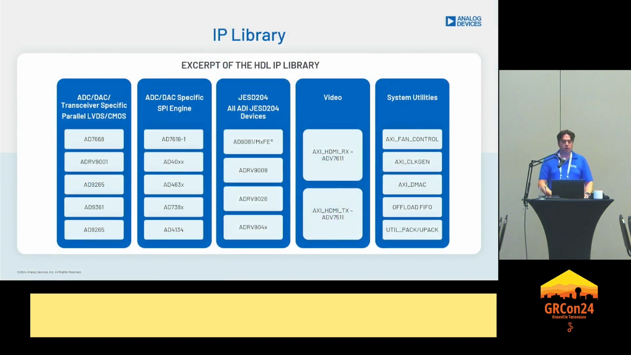This is a small excerpt of our HDL IP library. We have more than 80 different IP cores for all kinds of different things. You even see a lot of IP cores for precision converters that are not really subject for any SDR. They have 24 bits. They can sample up to 2 mega samples, but the interface is so complicated that you cannot really attach it to a standard processor over SPI.